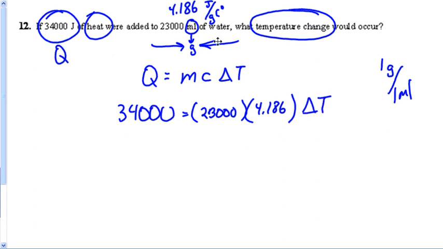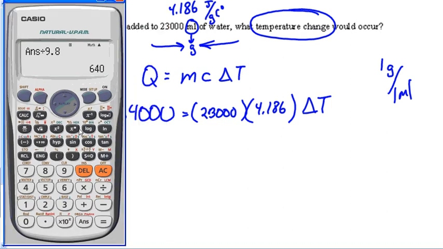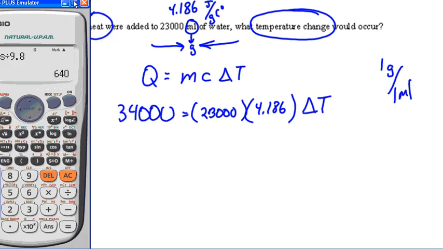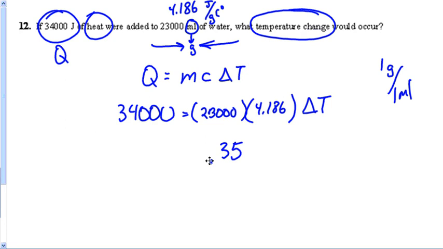Delta T. So now I'm going to divide this by the product of the right side. What was this? I can't see my number. 34,000. 34,000 divided by the product of 23,000 times 4.186. And it's 0.35 Celsius degrees. Not much of a temperature change at all.